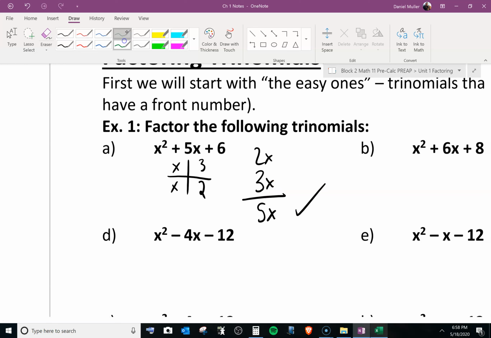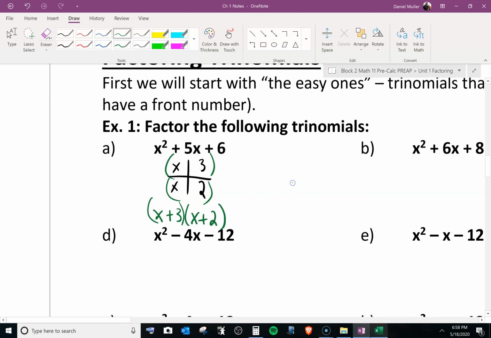Therefore, my answer is x, that one, x plus 3, and this one, x plus 2. That is now considered factored. So I'm going to erase the 2x and 3x, because I don't really need that. Now, that is my answer. Just to confirm, x plus 3 and x plus 2.